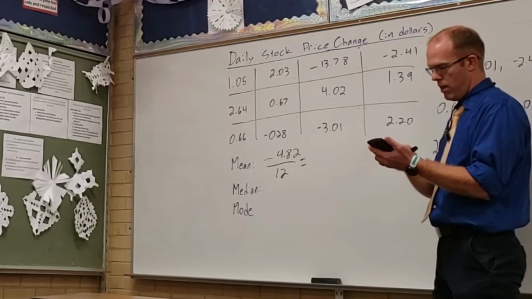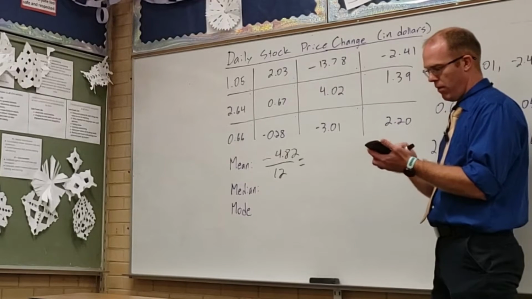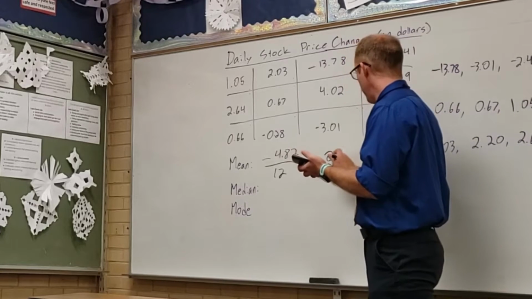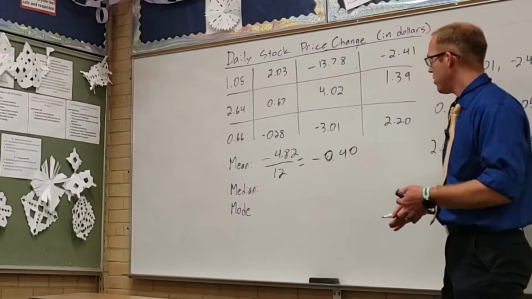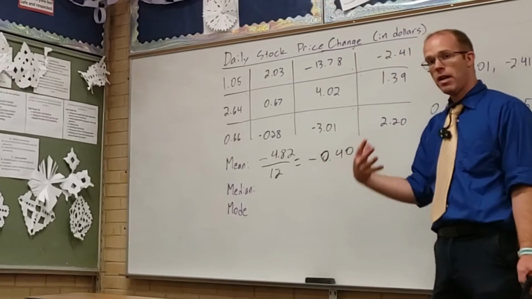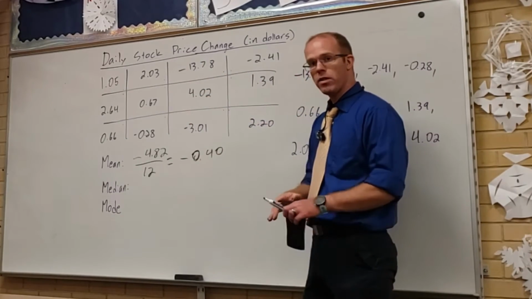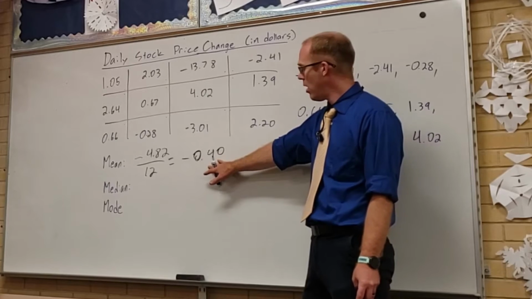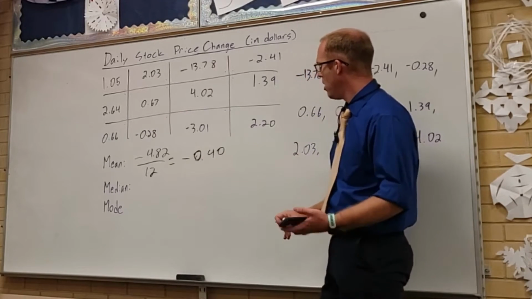So negative 4.82 divided by 12 gives us a value of negative 0.40, which is negative 40 cents. So the mean tells us that on average, each day the value of this goes down by 40 cents. That might help you analyze, well, should I buy the stock or not? And in this case, I would say probably not, because the value is going down on average.